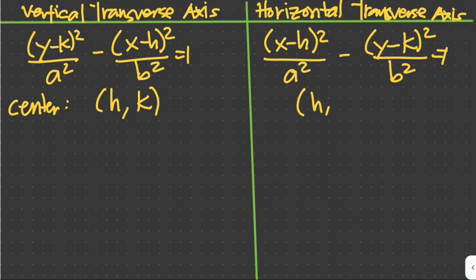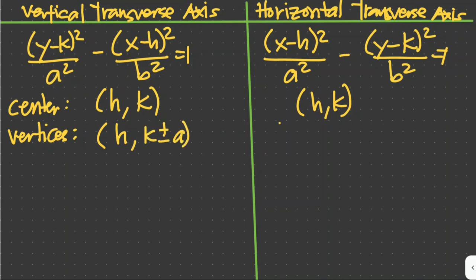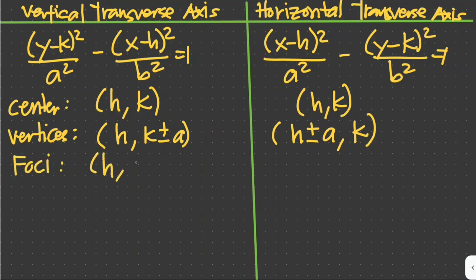And for the center, they're just the same, that is point h, k, as well as the horizontal transverse axis. And then for the vertices, we have 2 vertices. So for the vertical transverse axis, that is h, k plus or minus a. And then for the horizontal, that is h plus or minus a, k. Then for the foci, that is h, k plus or minus c. And then for the horizontal transverse axis, that is h plus or minus c, k.